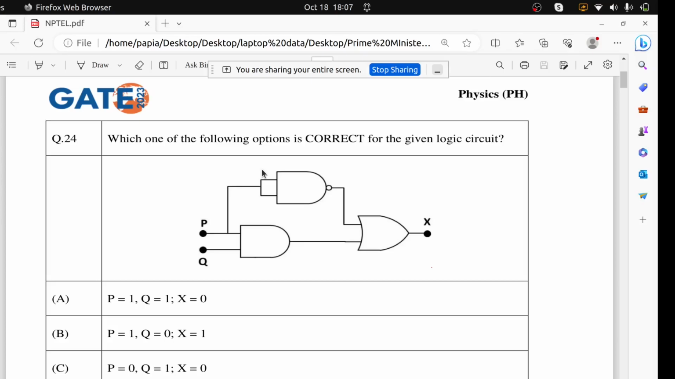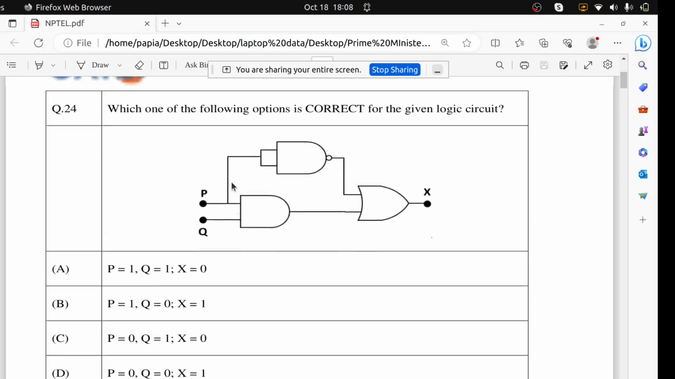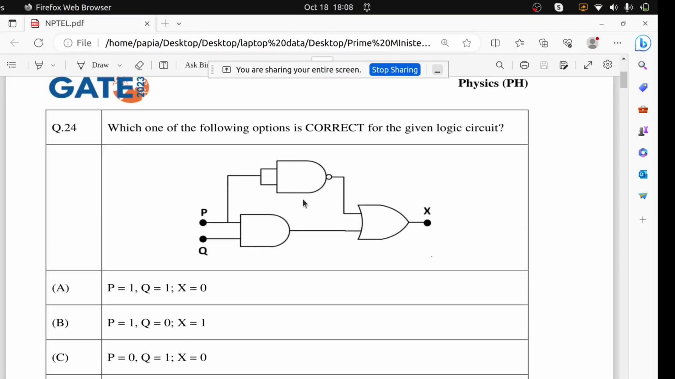And what are the options? The options are: P equals 1, Q equals 1, in that condition X will be 0. This is the first condition. The second one is P equals 1, Q equals 0, then X will be 1. Then similarly, P equals 0, Q equals 1, X will be 0. And the fourth one is P equals 0, Q equals 0, X will be 1. So there are 4 options and we have to choose which one is the correct option. So let us calculate.